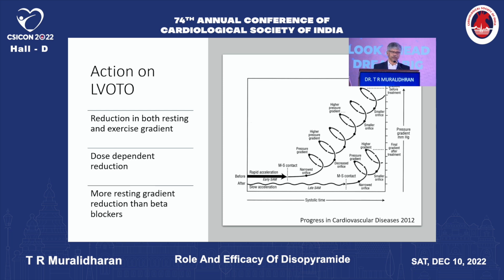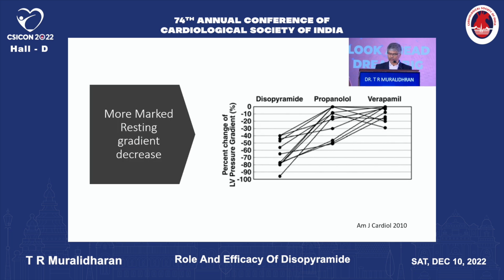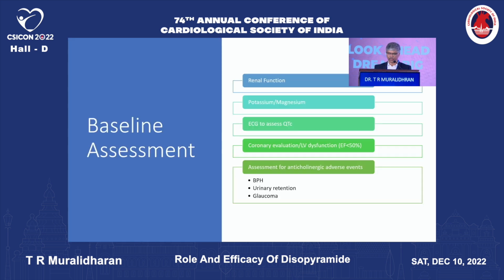So, the aim of using this drug or any method is reduction in both resting and exercise gradient particularly. Disopyramide is known to show a dose-dependent reduction in this, and more resting gradient reduction than beta blockers. This is an article published in 2010 in the American Journal of Cardiology, where patients who were already on beta blockers were treated either with a calcium blocker like verapamil or with disopyramide. Disopyramide seems to have a better influence in reducing the percentage change of LV pressure gradient compared to even the calcium blocker. That is in addition to beta blockers.